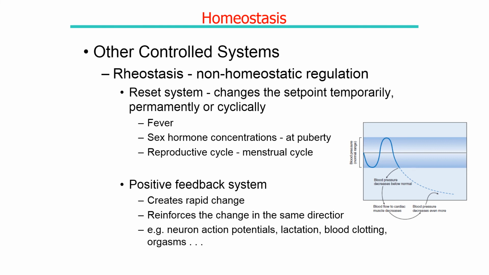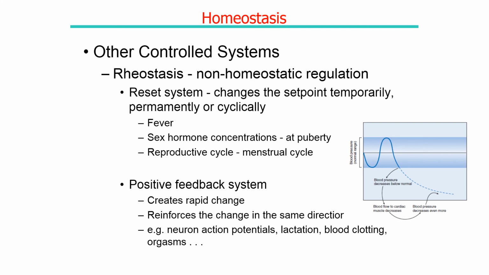Same is for the sex hormone concentration at puberty. In the prepubertal ages, the sex hormone concentration is less, and the set point is set to lower levels. But at puberty or after puberty, the set point of the sex hormone is increased, so that a new normal range is formed along that set point.